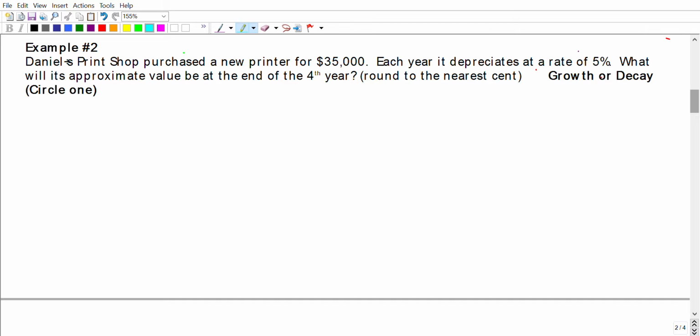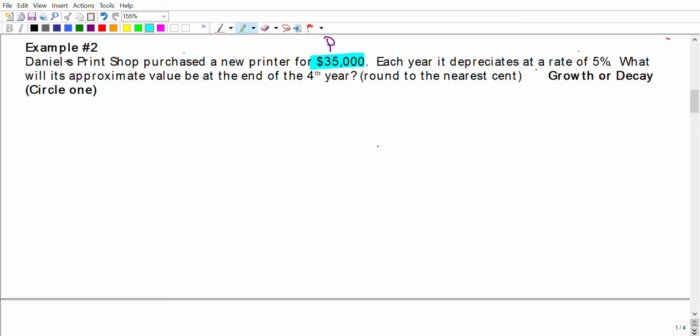All right, let's go ahead and take a quick look at problem number 2. So let's read through it, find out what kind of exponential equation I'm going to use, whether growth or decay, and then finally start substituting values in. All right. So it says Daniel's print shop purchased a new printer for $35,000. So that's what Daniel initially purchased it for. So as you go back to your terms from up top, initial value right here, guys, that's your P. I'm going to go ahead and put a P there.